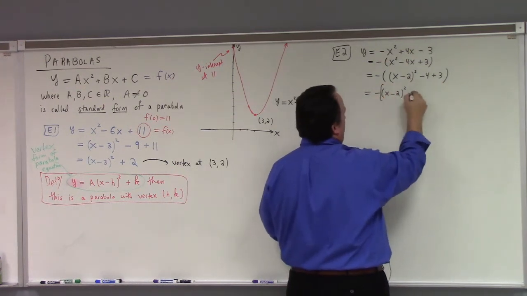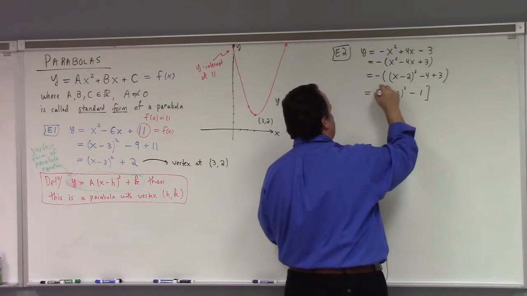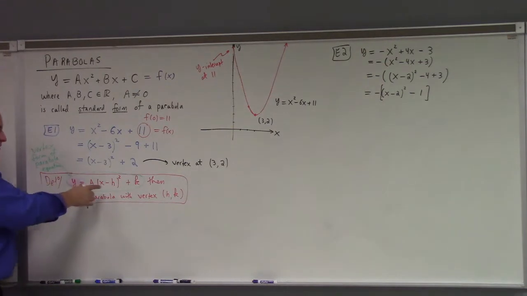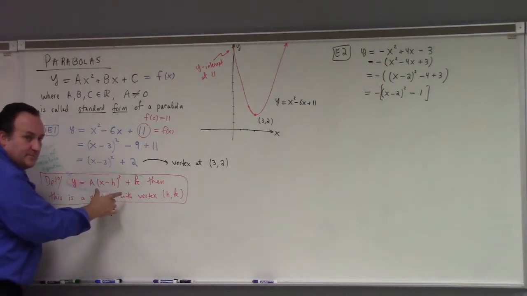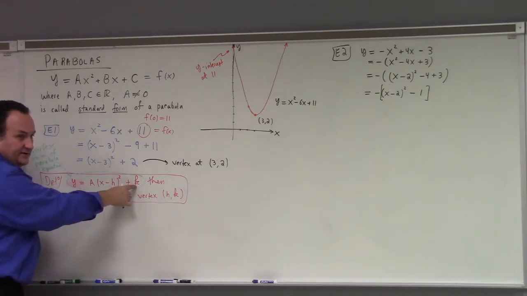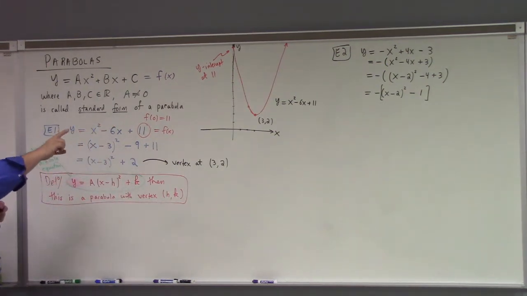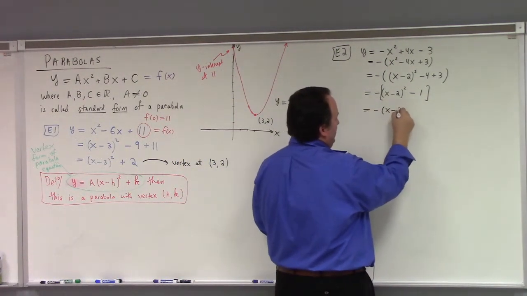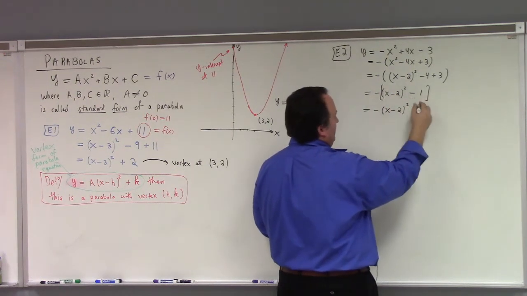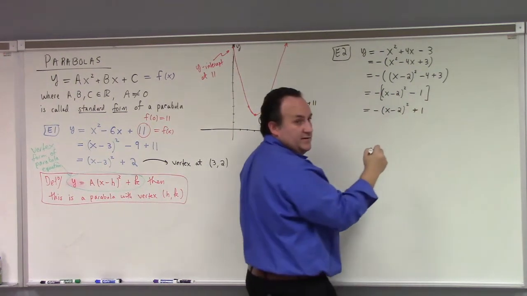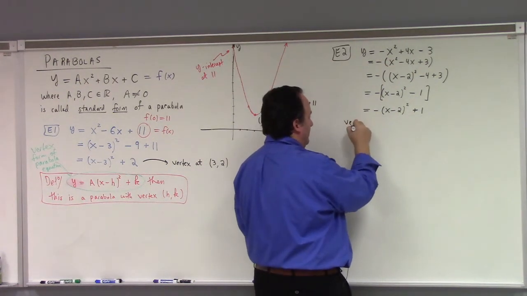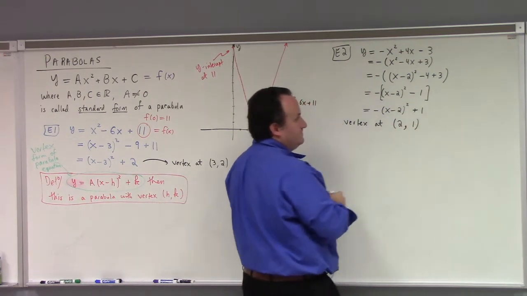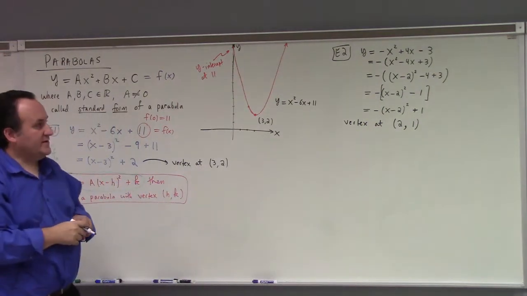Now be careful with this. The vertex form has a multiplying just the squared term. A does not multiply the k. K is over here on its lonesome. So my current pattern is not quite the right pattern. To get the vertex form, I have to go minus parentheses x minus 2 squared, minus minus gives me plus 1. So the vertex is at 2, comma 1 for this parabola.